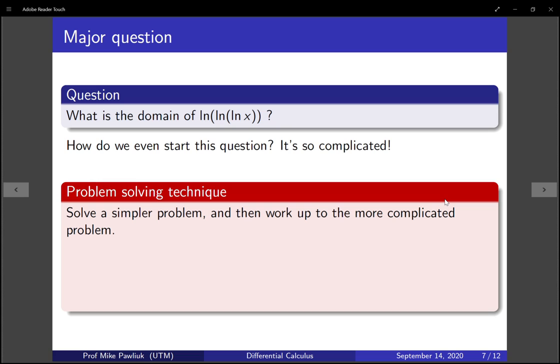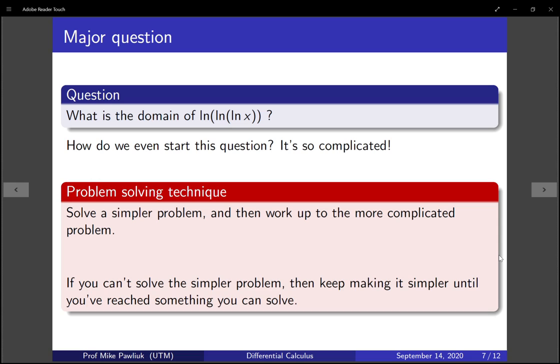Let's introduce a pretty important problem-solving technique for dealing with complicated problems. If you have a complicated problem, then try to solve a simpler problem and work back up to the more complicated problem. And if you can't solve the simpler problem, keep making it simpler until you've reached something that you can solve.